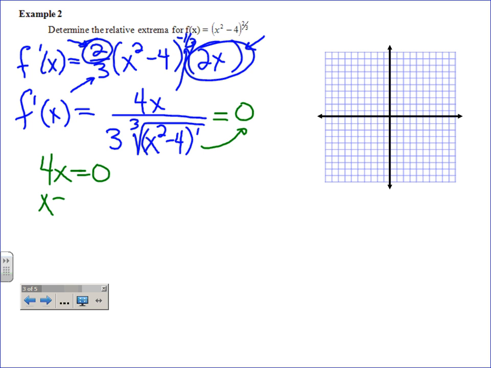So x equals 0. And what is that then again? What's that called? Critical value, right? So that's an x value where it might change direction. It might not. There are, I believe, 2 more places that would make it undefined.